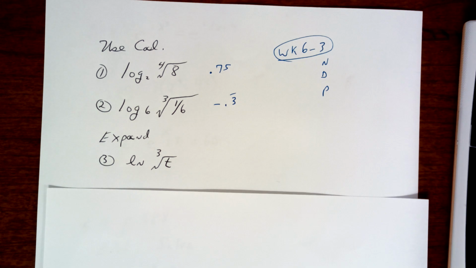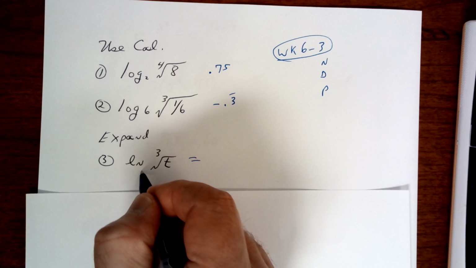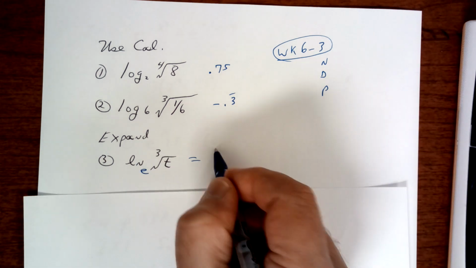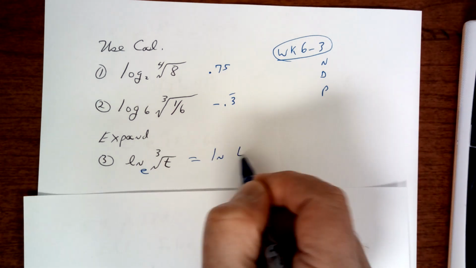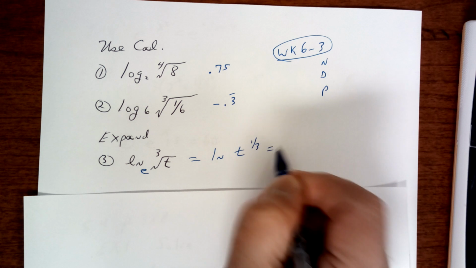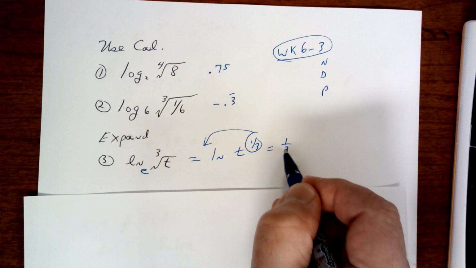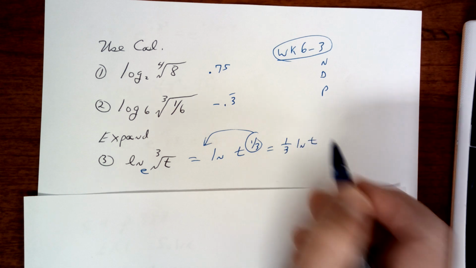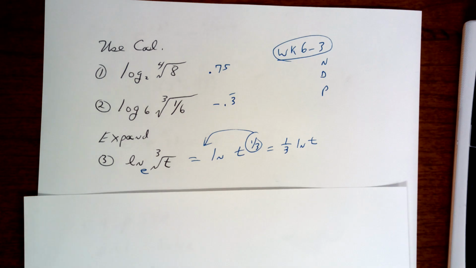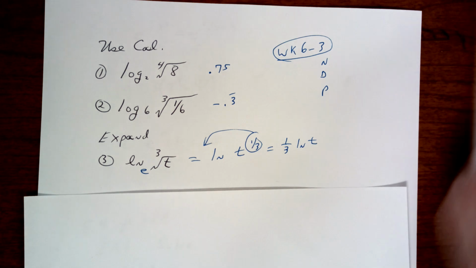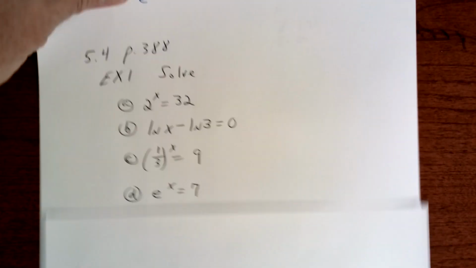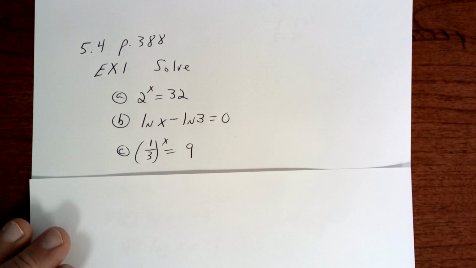This one right here says to expand it. I would put, remember the natural log is e right here. I would put the natural log of t to the 1/3 power, and then I would move this exponent, and I would write 1/3 of the natural log of t, and that would be expanded. Okay? Today we're going on to a new section. Copy these down. This is 5.4.